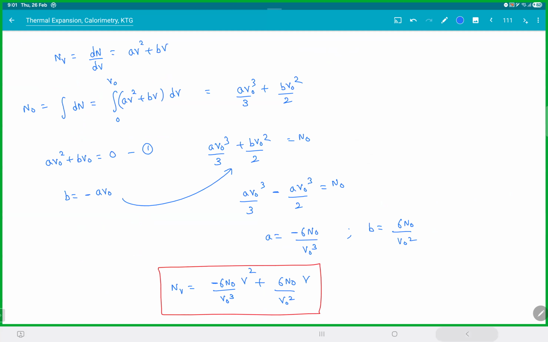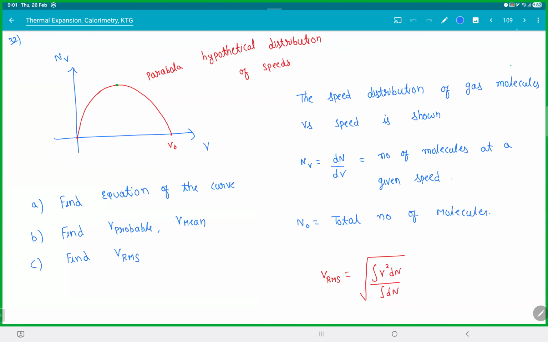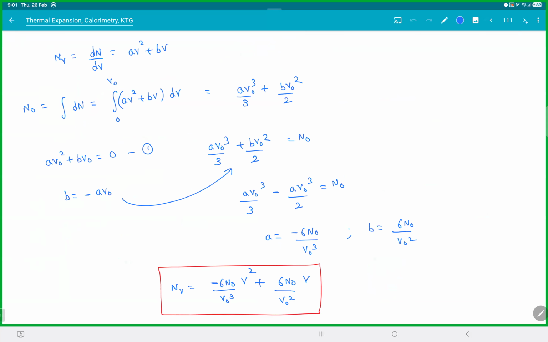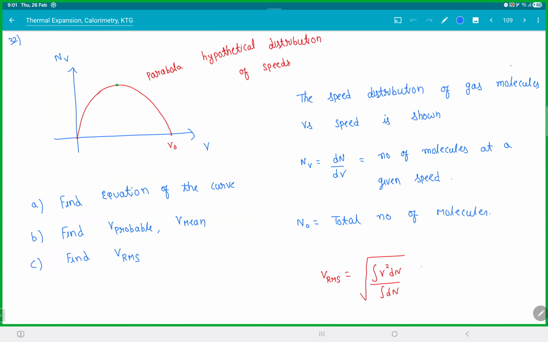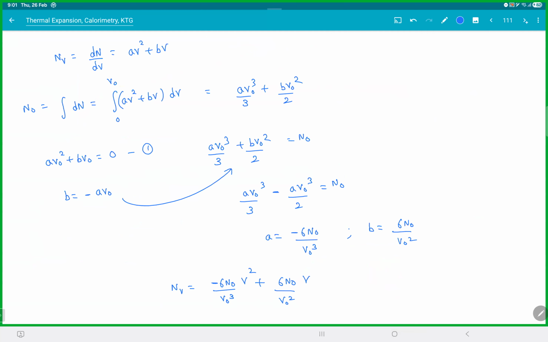Once you have the equation, what will we do next? You have to find VRMS. I'll give you a minute. What is the formula for VRMS? It is the root of integral v square dn by integral dn. And what is nv here? Nv is nothing but dn by dv. So get dn from here and substitute there.